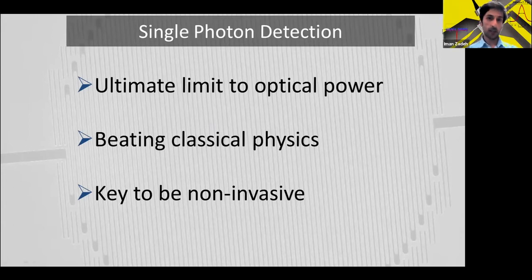With single photons, we can beat classical physics. So taking advantage of quantum physics, one can do better than the classical physics. And also in a lot of applications, for example, medical applications, it's key to be non-invasive. So you want to use as little power as possible in the excitation and improve your detection channel to expose the patient or the tissue or whatever under study or sample with less optical power.